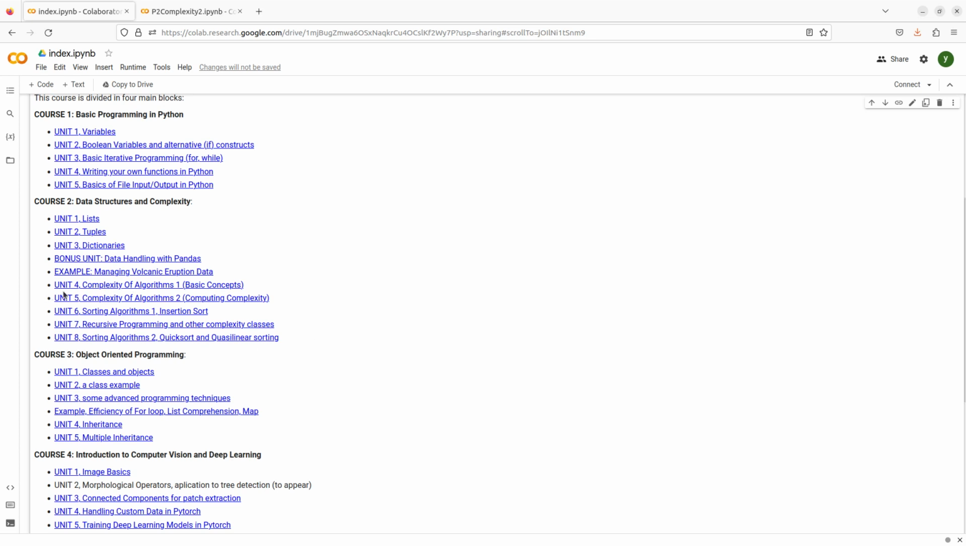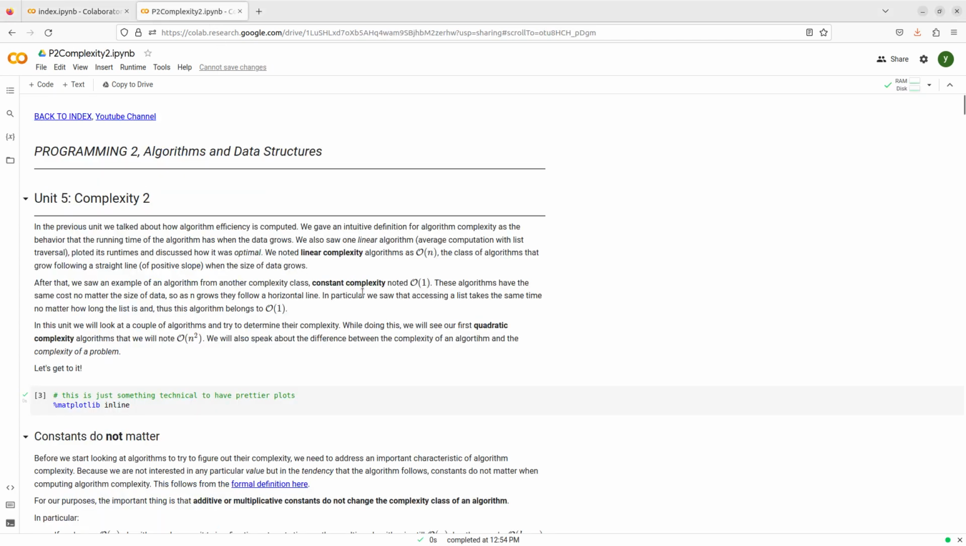In the first unit in this part, we spoke about basic concepts in algorithm complexity, which basically meant what algorithm complexity means for us. And basically that was that we are going to consider the complexity of an algorithm thinking about how the time it takes to compute the algorithm changes when the size of data processed by the algorithm grows. In the first unit of the complexity part of the course, we saw two examples of groups of algorithms which we call complexity classes.